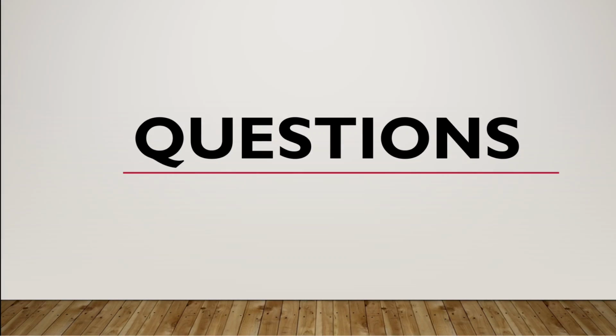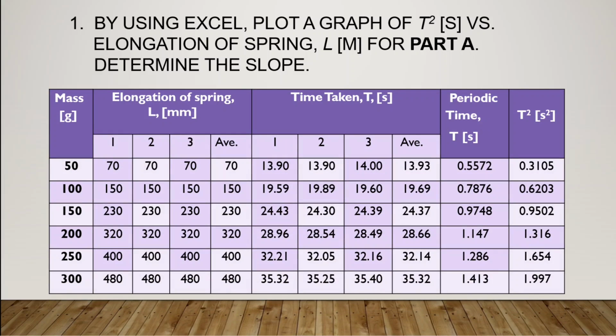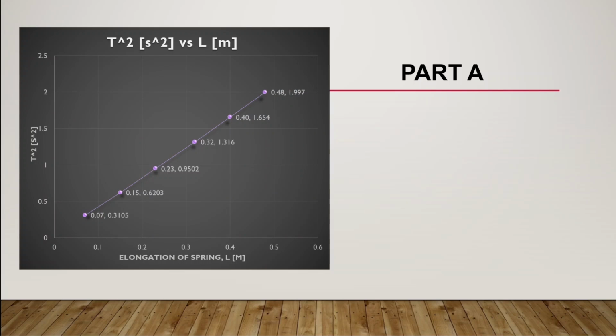Now we enter the questions section. Question 1. By using Excel, plot a graph of T-square versus elongation of spring L for part A. Then determine the slope. This is the table that we did earlier. So they say plot a graph of T-square versus L, so we just take these two columns and plot the graph. We put it in Excel and we get a graph that looks like this, where the y-axis is T-square and the x-axis is L.